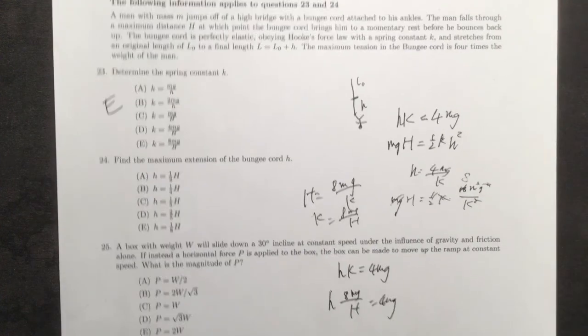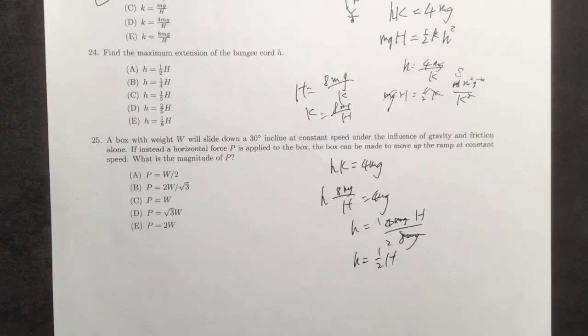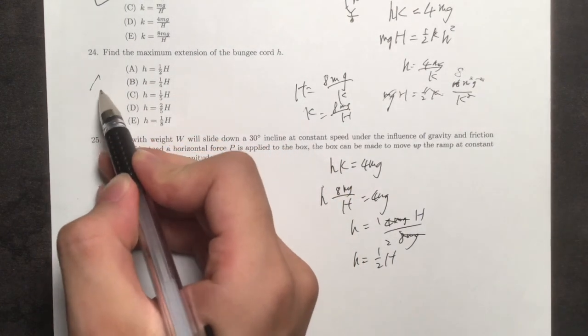Well, what is little h? This is an interesting question. Oh, that's what we are trying to solve. So little h is equal to 4 mg times H over 8 mg. mg cancels out, 4 and 8 become 1 over 2. So little h is equal to 1 over 2 big H. So question number 24's answer will be A.